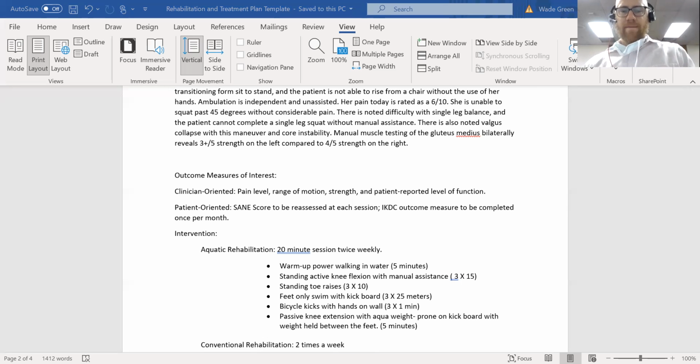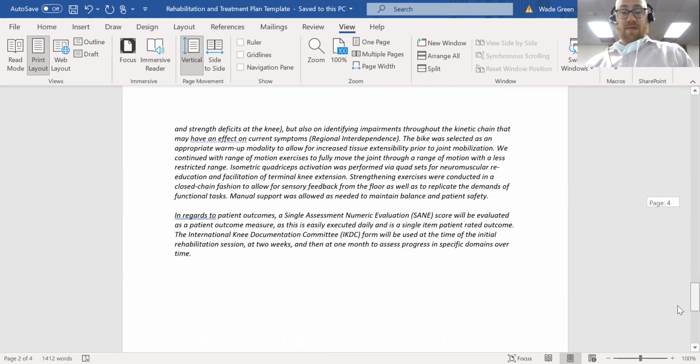Let me give you guys a little bit of a primer on that. So the SANE score. Actually, sorry, scroll back down here. Aha. Okay, so the SANE score stands for single. Sorry, guys, 1 second. Got turned around. Okay, so a SANE score stands for a single assessment numeric evaluation.